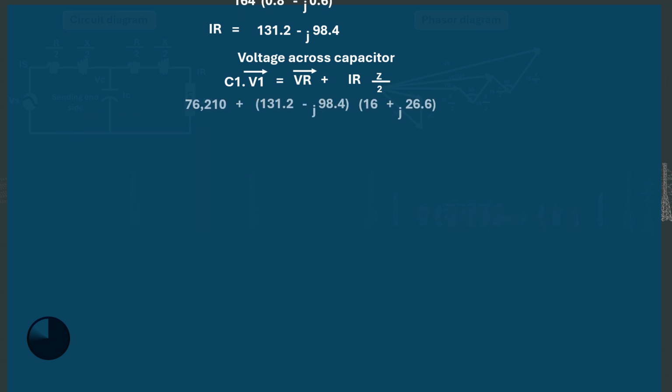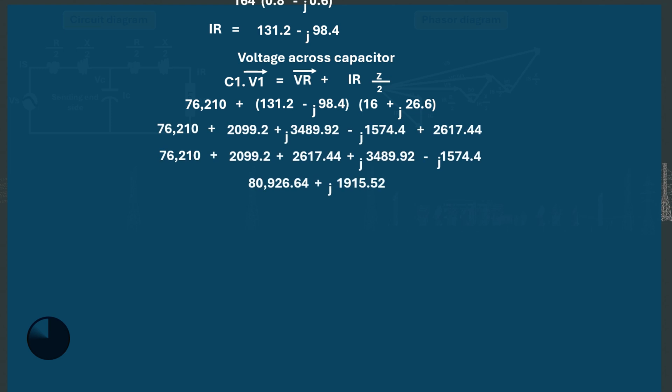When we slot in our parameters here, we will have 76,210 plus open bracket 131.2 minus j98.4 close bracket multiplied by open bracket 16 plus j26.6 close bracket. Now the resultant of the above arithmetic will give us this. When we further simplify, our final value will be 80,926.64 plus j15.52.